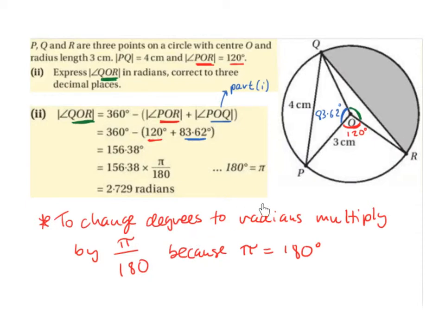So to change degrees to radians, we multiply by pi over 180 degrees, because pi is equal to 180 degrees. So we have 156.38 multiplied by pi divided by 180 degrees. Into the calculator, we have 156.38. We stick on a pi by pressing the shift button on the pi function. And then we divide by 180 degrees and we're left with 2.729345884, and rounding to 3 decimal places we get 2.729 radians.